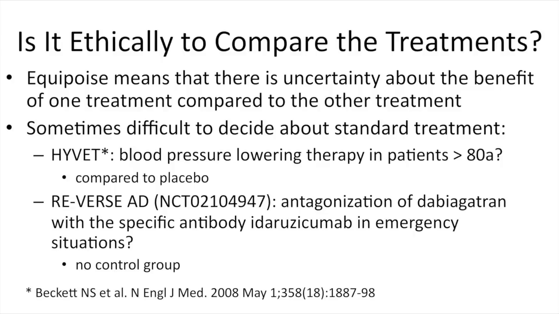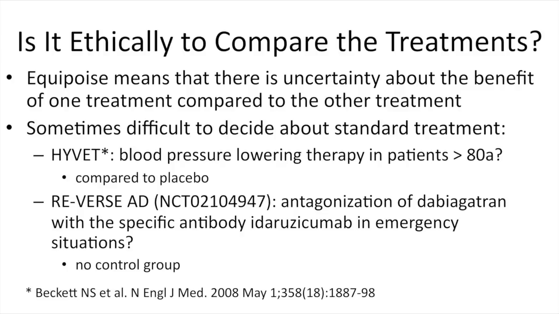Sometimes it is difficult to decide what treatment the control group gets. That's called equipoise, which means that there's an uncertainty about the benefit of one treatment compared to the other treatment. Otherwise, it's not ethical to compare two different treatments. There are sometimes difficult decisions to make about the standard treatment.